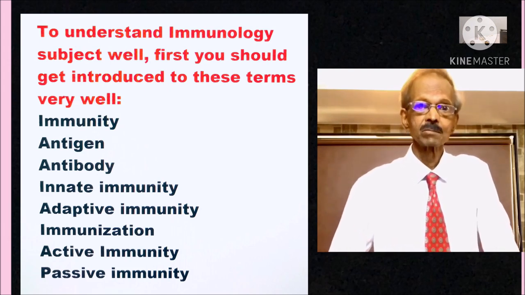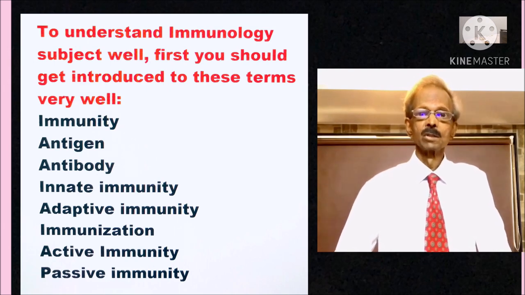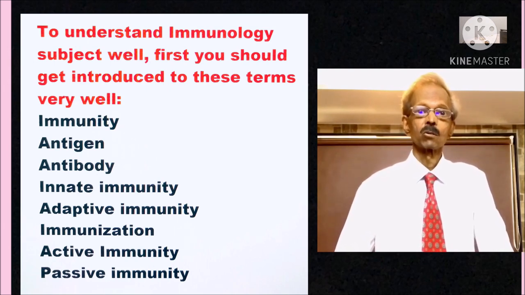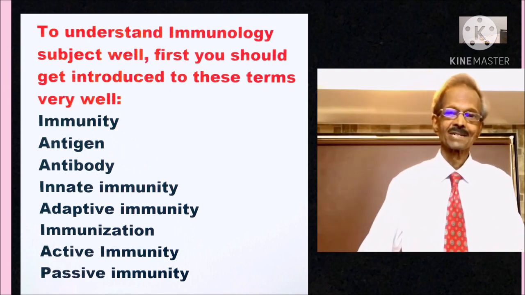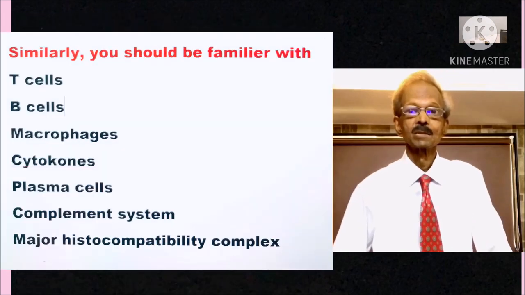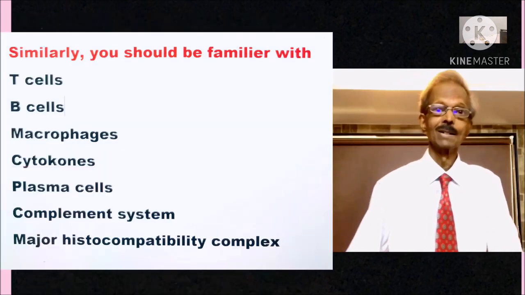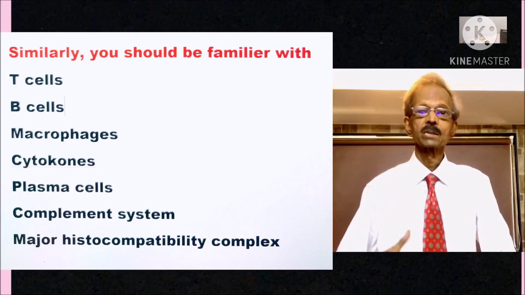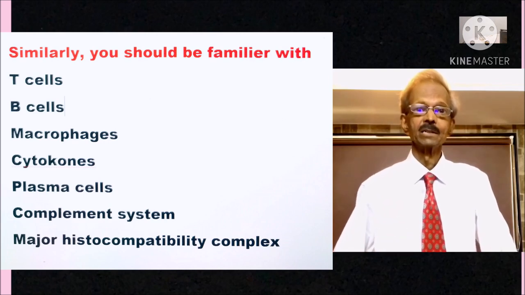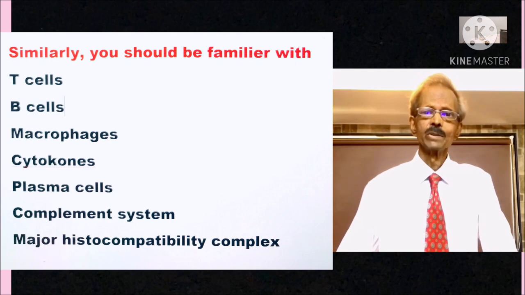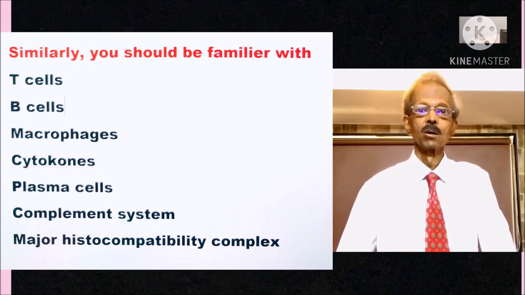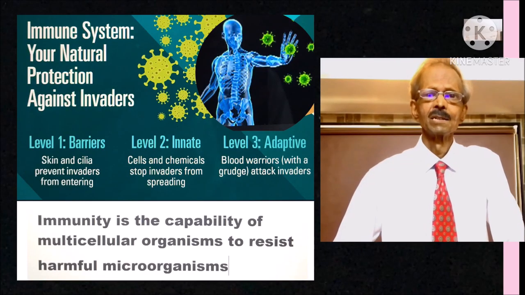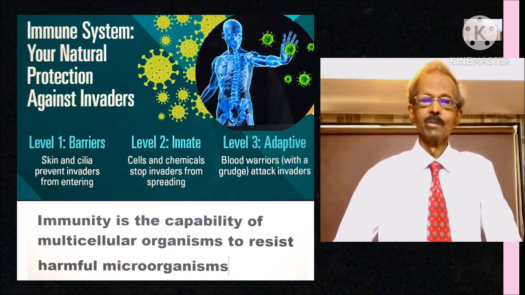Immunity, antigen, antibody, innate immunity, adaptive immunity, immunization, active immunity, and passive immunity. Similarly, you should be familiar with T cells, B cells, macrophages, cytokines, plasma cells, complement system, and major histocompatibility complex. Well, let us discuss these terms now.